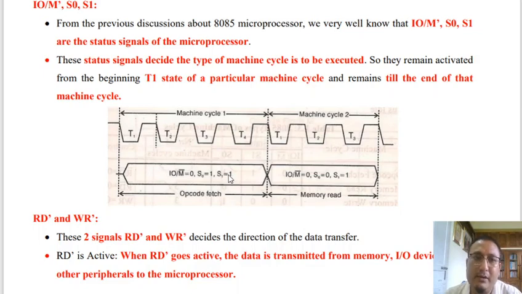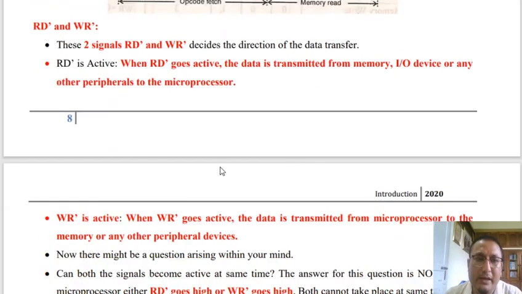So IO/M bar, S0 and S1 play a very important role in deciding what kind of machine cycles you are executing. Now likewise, we have read and write. Read and write signals decide the data transfer. Read means the microprocessor is reading data from the memory or IO device. Write means the microprocessor is writing data to memory or IO device. So read and write signals decide the direction of the data transfer. These are active low signals.